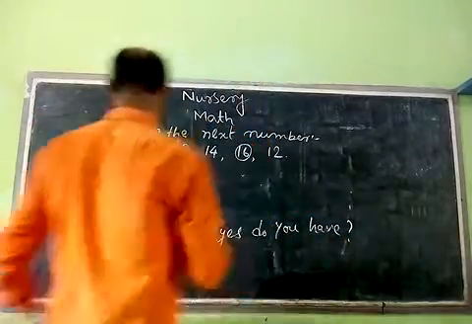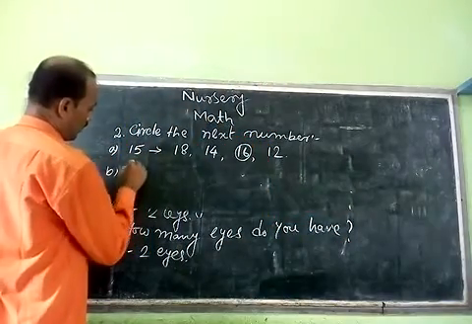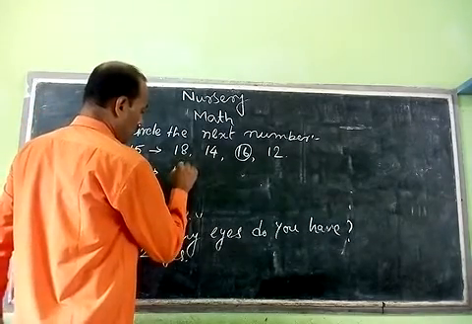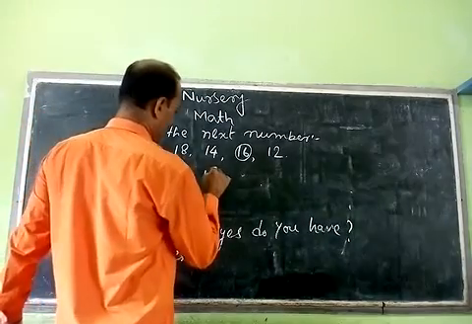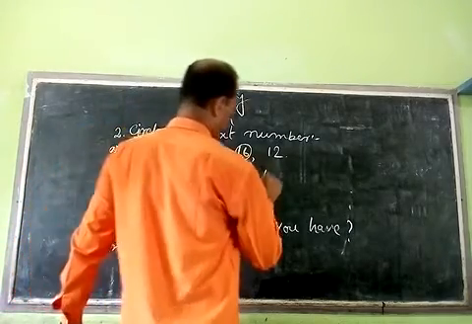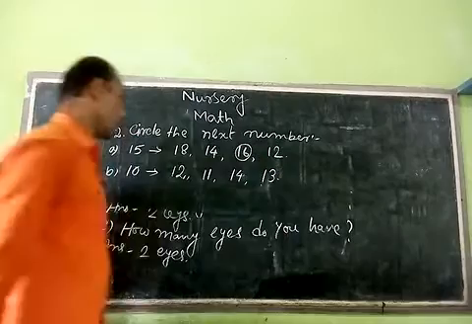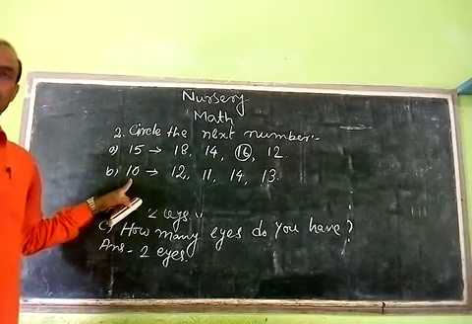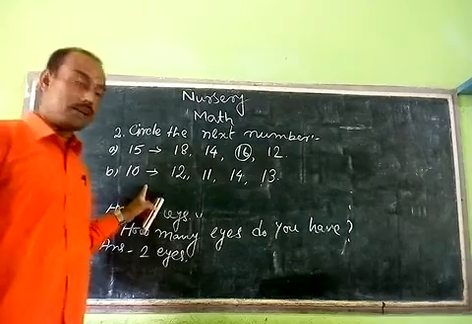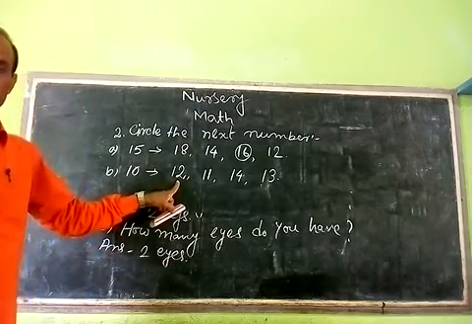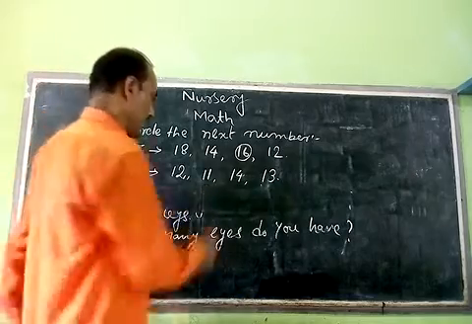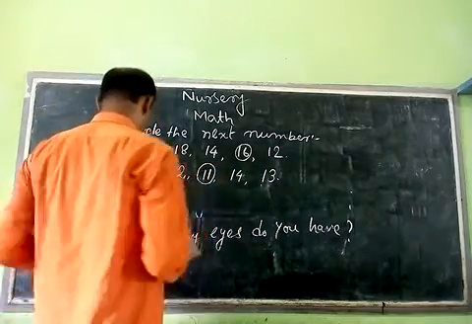Next, 10, 12, 11, 14, 13. What is the next number of 10? Which number comes after 10? 12? No. 11 comes after 10. 11.